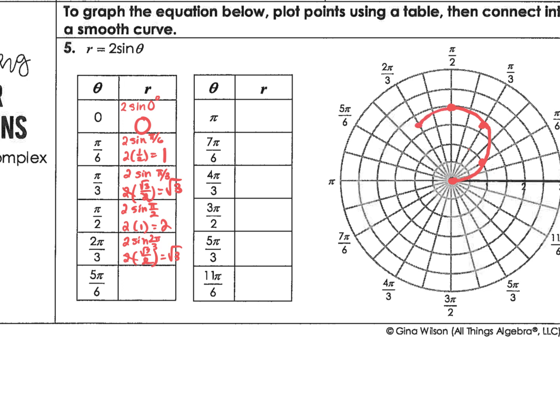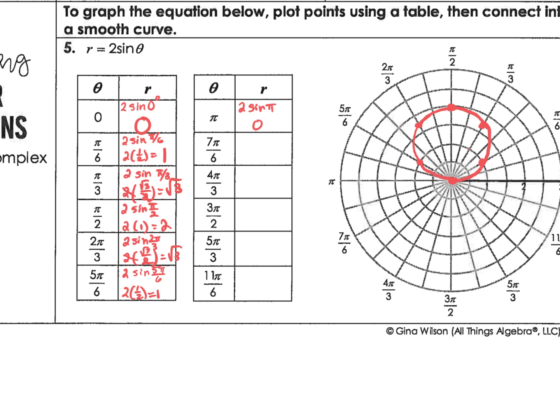Oh, I'm seeing a pattern. How much do you want to bet that at 5 pi over 6 it's the same as at pi over 6? So let's see. 2 sine 5 pi over 6. Sure enough, 2 times 1/2, which is 1. So at 5 pi over 6, it's now at 1. And then at pi, we've got 2 times the sine of pi, which is 0. So we're back to here.